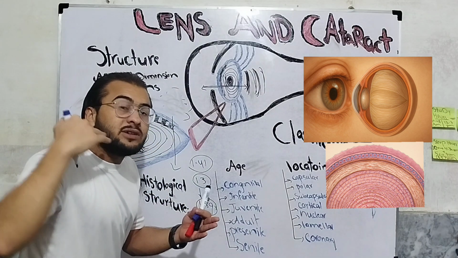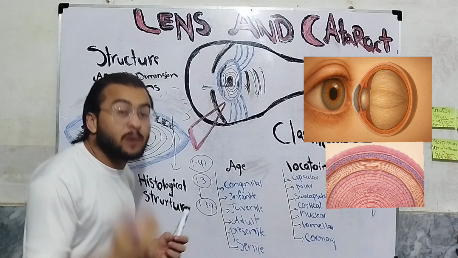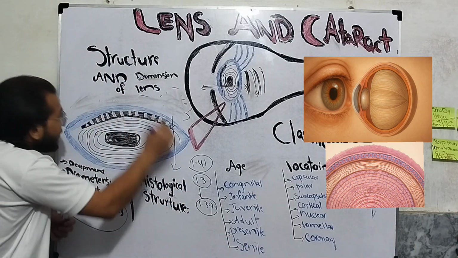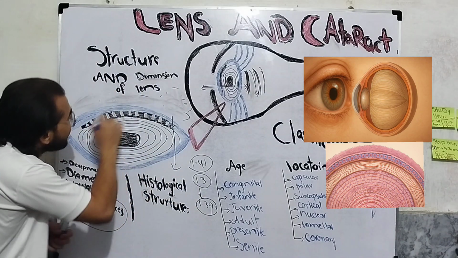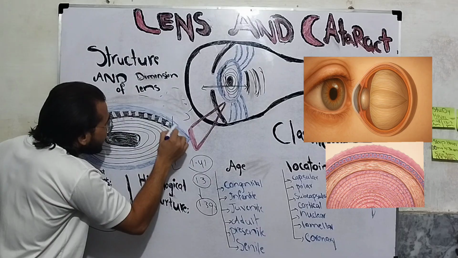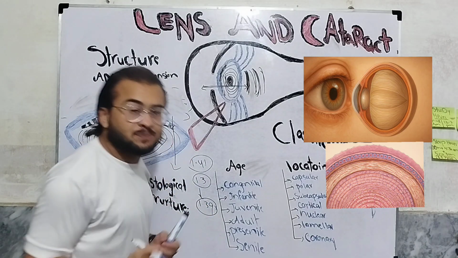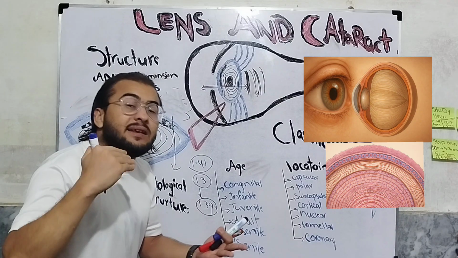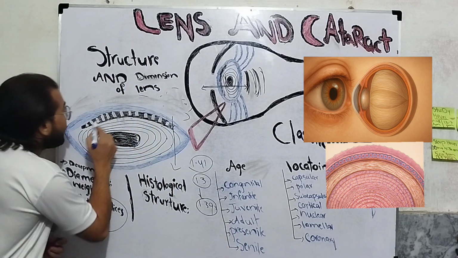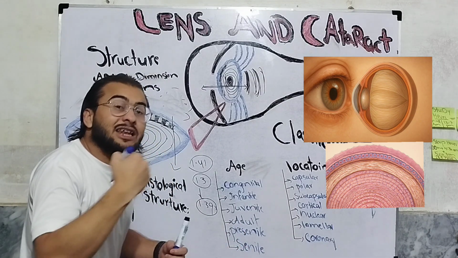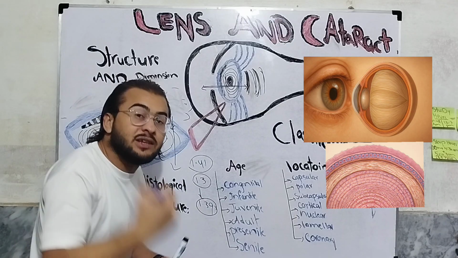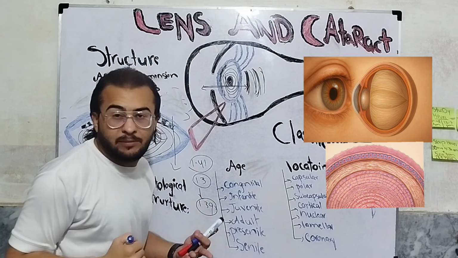Capsule is a homogeneous and transparent structure which acts as an envelope for the lens, okay. It encircles the lens all over and acts as an envelope. Remember, it is a basement membrane for the underlying epithelial cells.